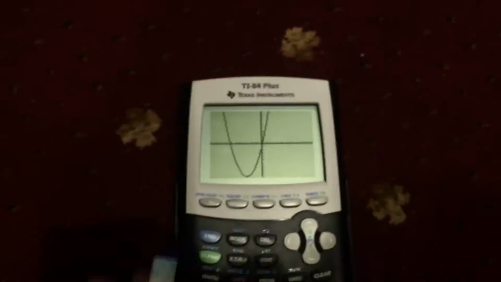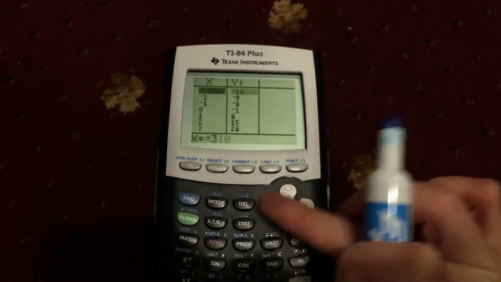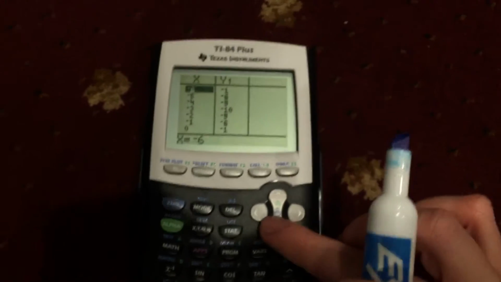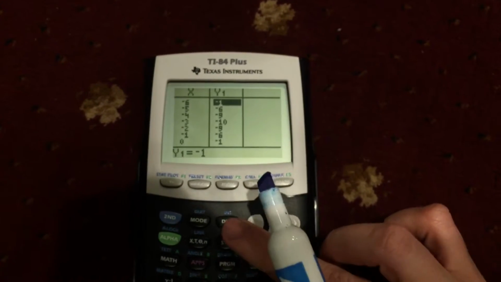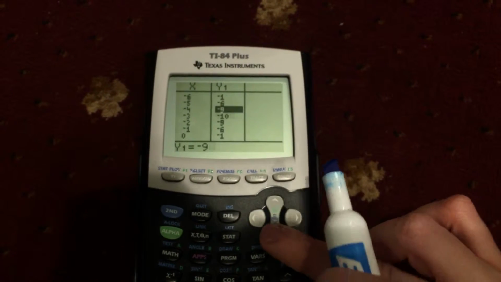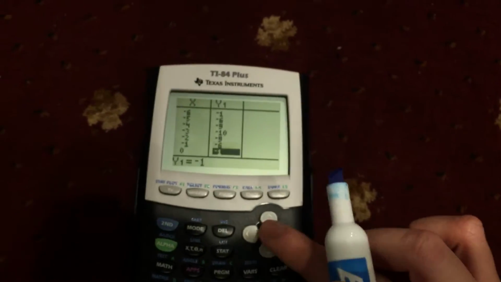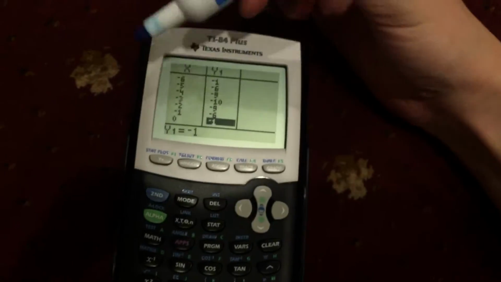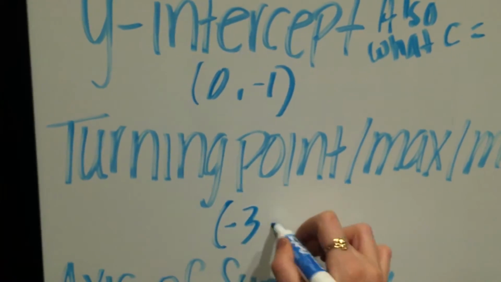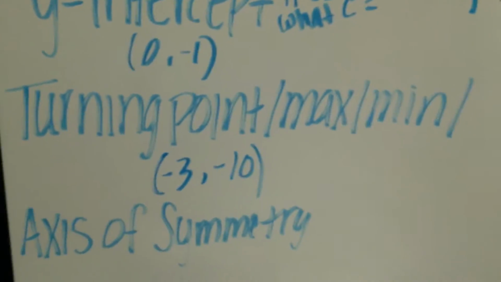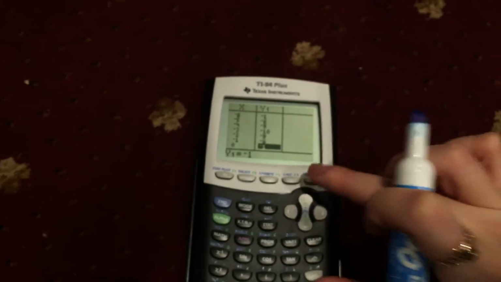Another way we could tell is if we look at our table and we scroll. There's a pattern. Don't look at your x-axis, look at your y values. We have -1, -6, -9, -10, -9, -6, and then -1. That pattern shows that our turning point is at -3, -10. So our turning point, or our vertex, is at -3, -10.